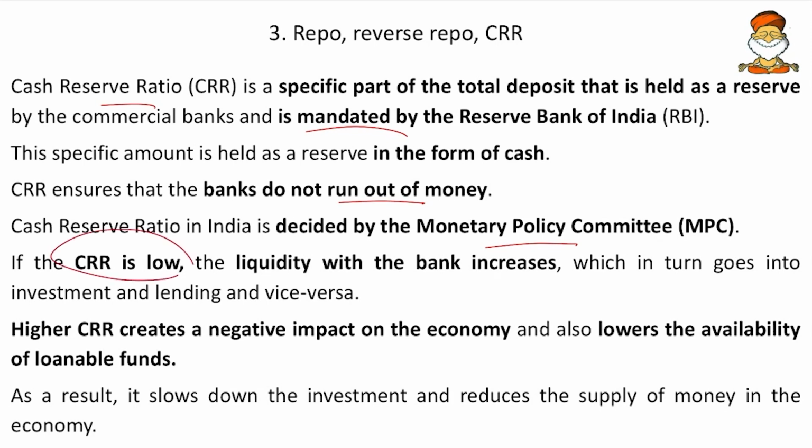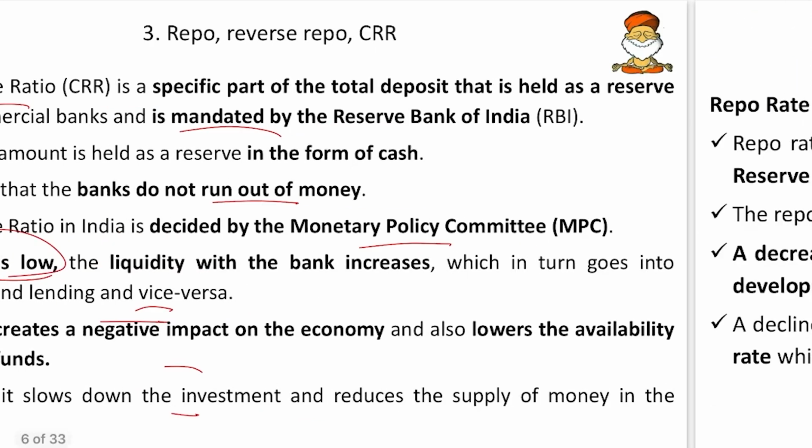Here, if the CRR is low, the liquidity with the bank increases, which in turn goes into investment and lending, and vice versa. If the CRR is low, the money which is in the locker or in the reserve will be taken up and given as loans. And if it is higher, the external money will be sucked in and put into the reserve. As simple as that.